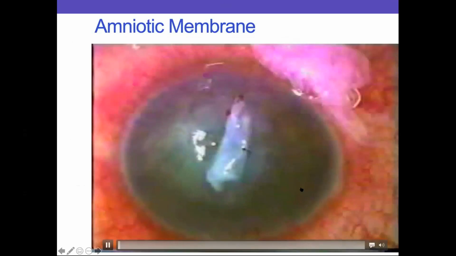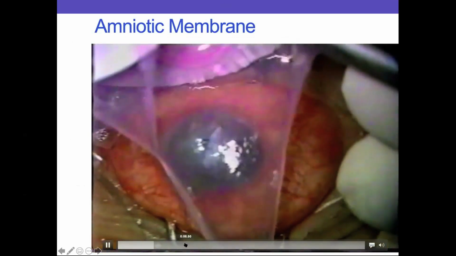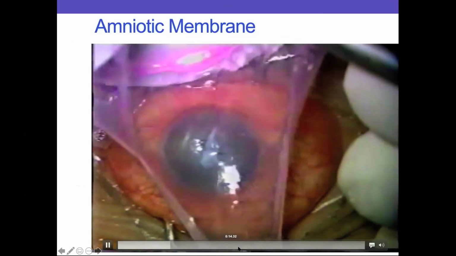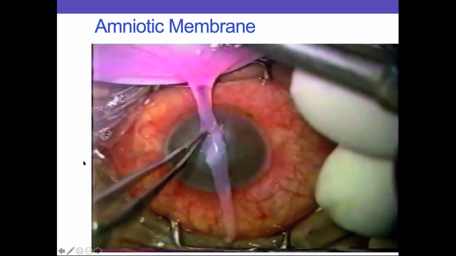So this is just to show how you would do an amniotic membrane. So a small patch of amniotic membrane is always put in a case of neurotrophic ulcer, followed by a larger patch which can be either sutured or it can be glued.